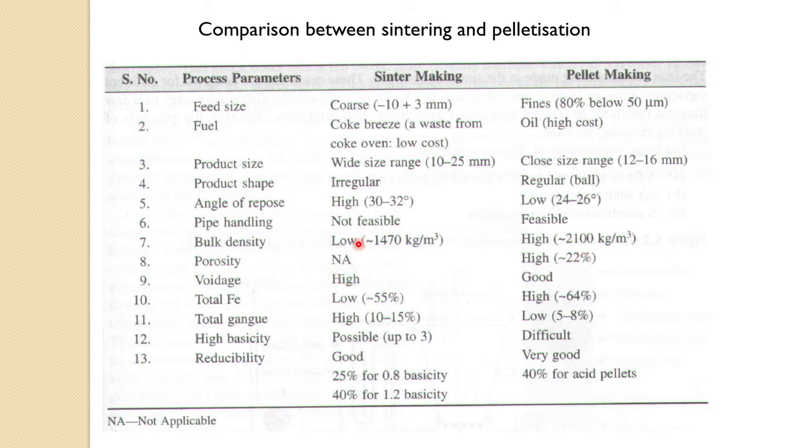Voidage is very good in sintering, here not that good. Low iron here, you have a high iron there. Gangue is higher here, but there it is less. High basicity here, there it is difficult to maintain that, then you have a problem with the strength and other things. Good reducibility here, and there you have a very good one, and that depends on your basicity, what sort of basicity you put. So this is sort of the basic difference between sintering and pelletization.